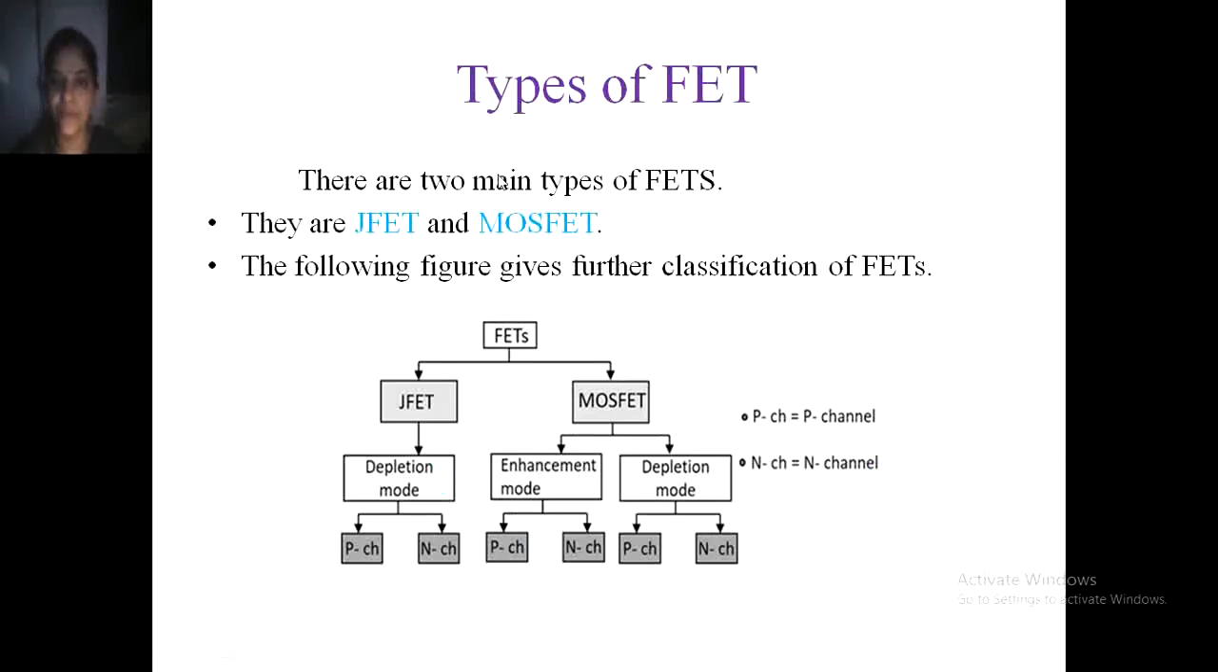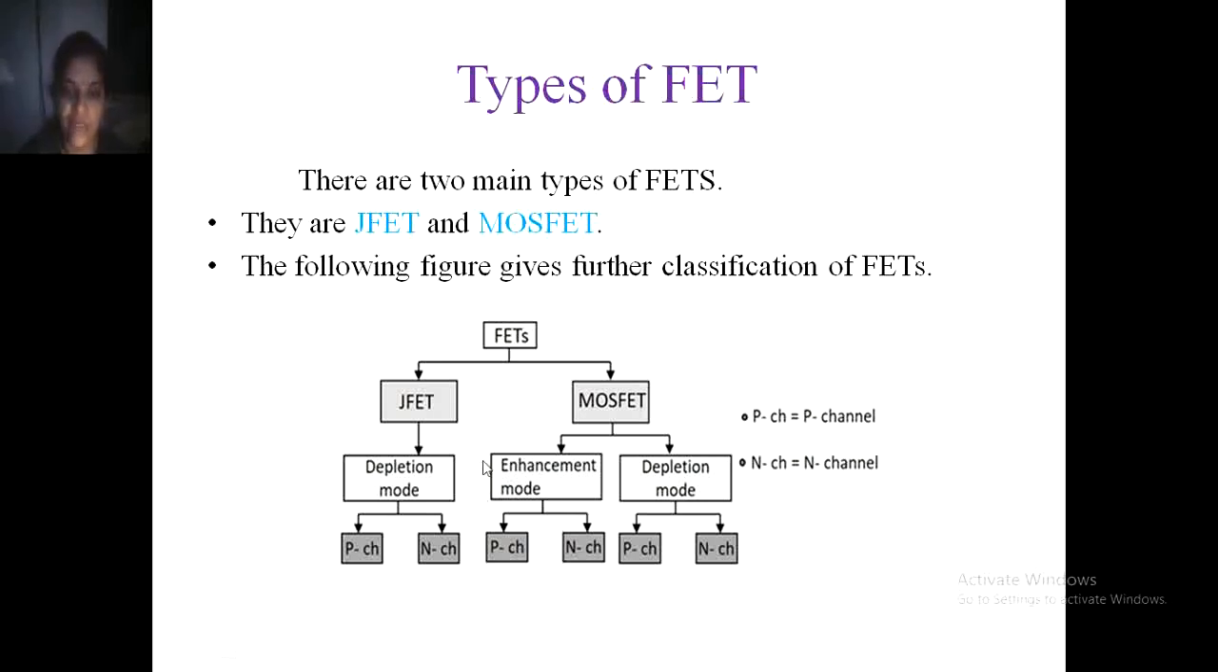So we have seen the terminals of the FET. Then let us see the types of the FET. There are two main types of the FET, JFET and MOSFET. The following chart shows the classification of FET. FET is mostly classified into JFET and MOSFET.